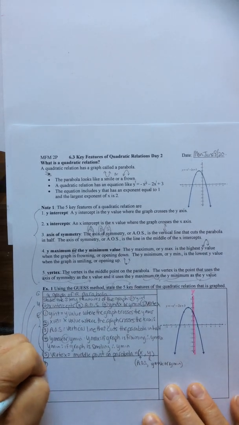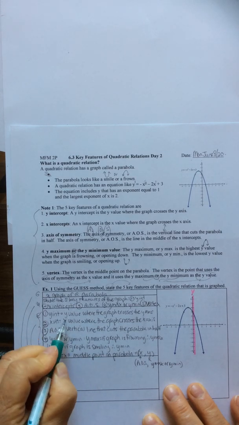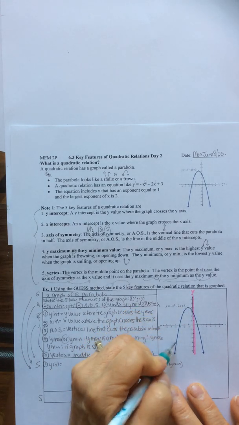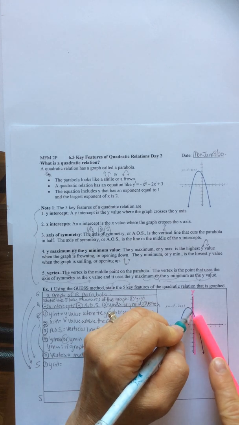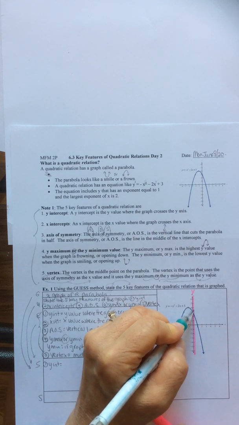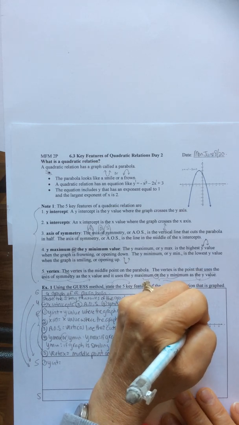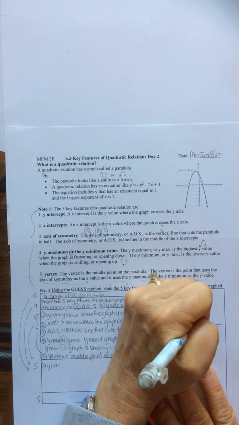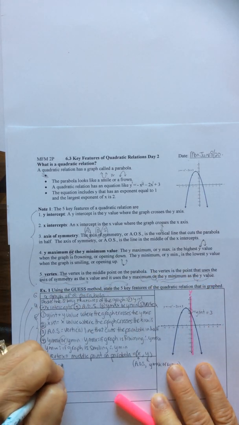All right, so number 1, y-intercept. We're going to read the y value where the graph crosses the y-axis. There's the y-axis in pink. The graph on my paper is blue. Where do they cross? It looks like a value of 3. So the y-intercept equals 3.